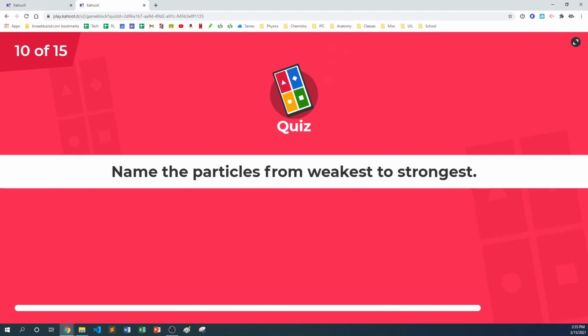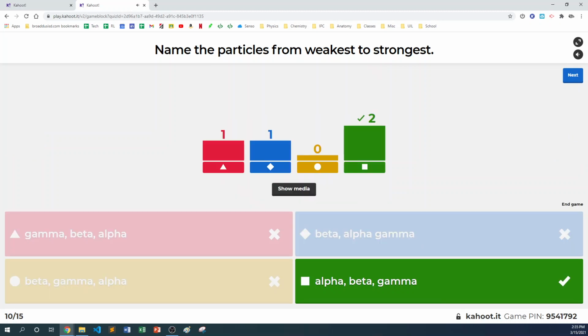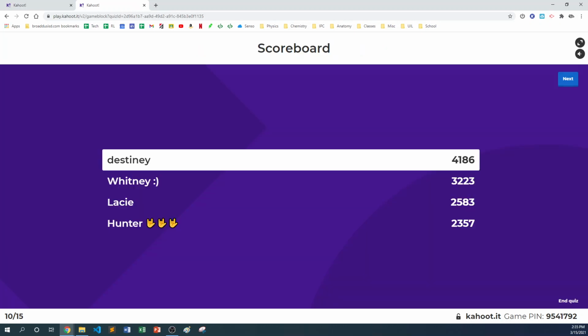Name the particles from weakest to strongest. Oh my goodness. Stop it. I almost had a blood moment. I did have a blood moment. So alpha can be stopped by paper, and gamma is the strongest. I should have done ABC order. Oh, I got that right.